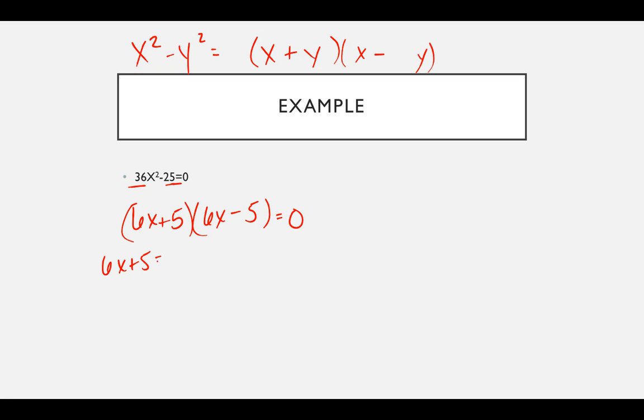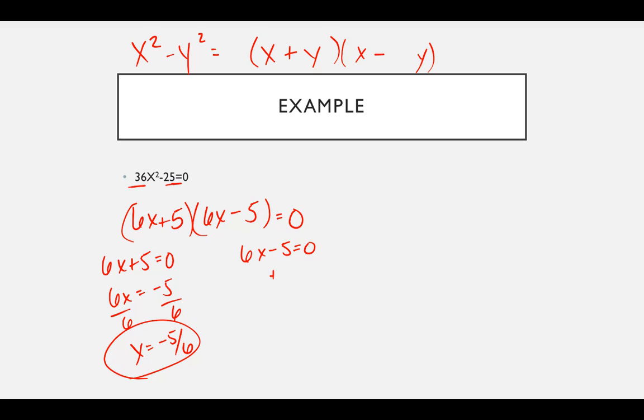Again, in this case, you are going to have that 2-step equation to solve. So you've got 6x plus 5 equals 0. 6x minus 5 equals 0. So move the 5 over and then divide by 6. So on the left, you have x equals negative 5/6. Over here, add the 5 over and divide by 6. So x equals 5/6.